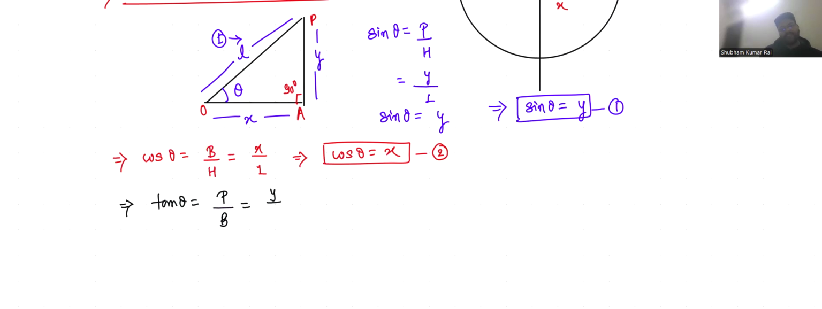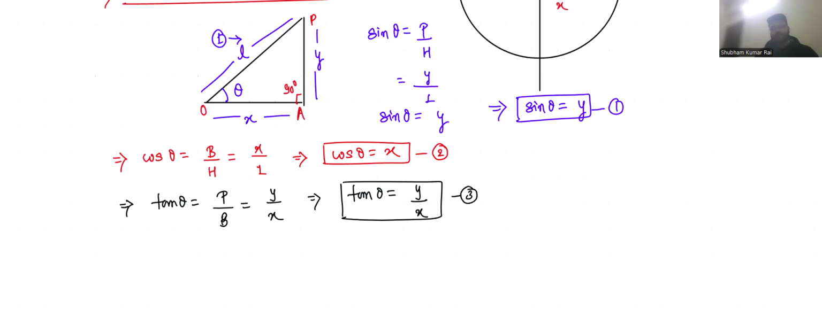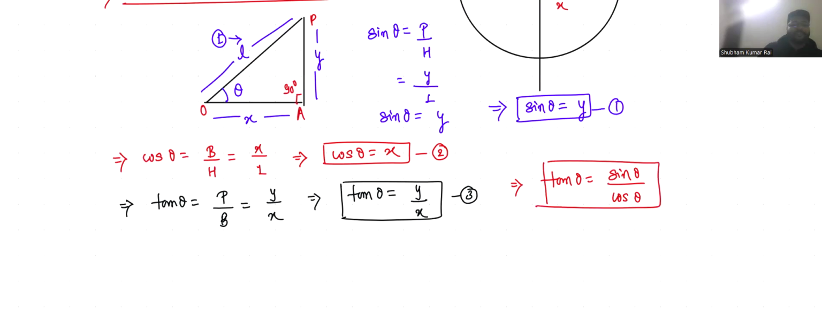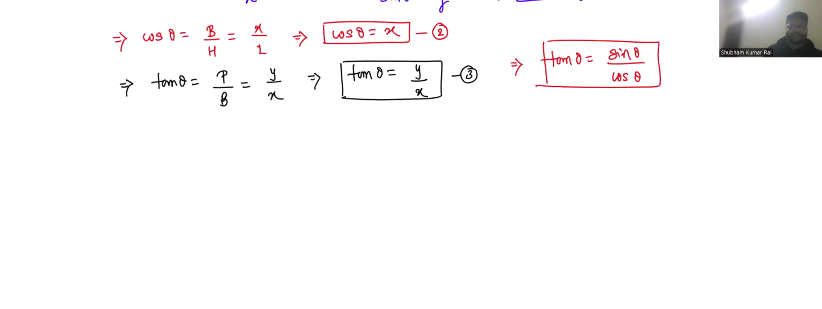And furthermore, we can say that tan theta is equal to y upon x. Let us name this equation 3. And if you see here, that is tan theta. What was y? From equation number 1, we can say that this is sin theta. And from equation number 2, the value of x is cos theta. So from here, we have just got the relation that tan theta is equal to sin theta upon cos theta.